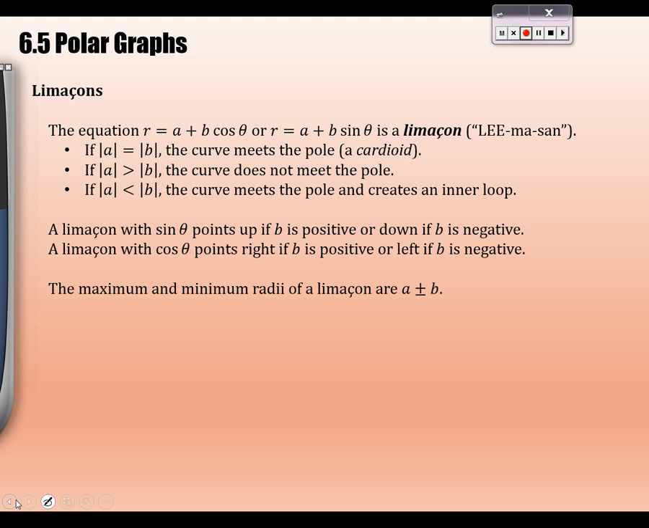If A is greater than B in absolute value, then the curve doesn't come in and meet the pole. That makes sense because the lowest R value we'll ever get is something bigger than 0, right? Or if A is less than B in absolute value, that's the second case we just did, then we have that inner loop because we get negative R values. If R can ever be negative, that's when we get an inner loop, right?